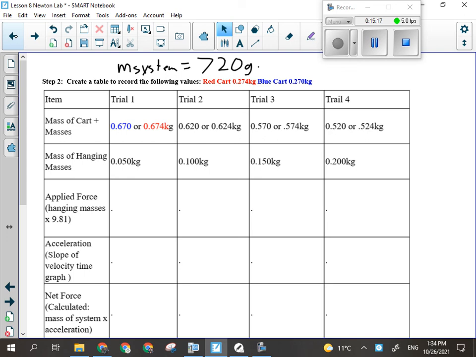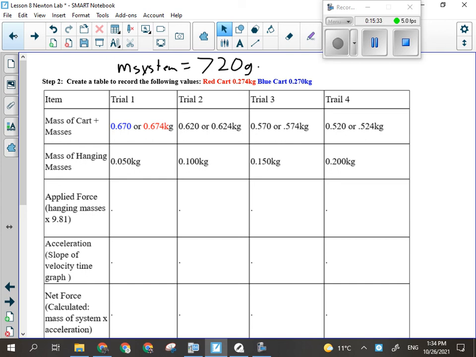Okay, so the applied force, it tells you how to do it right here. Take the hanging mass, so just the mass that's hanging over the pulley, and multiply by 9.81. We're using gravity as our applied force. All right, so that one's a pretty easy calculation to make.